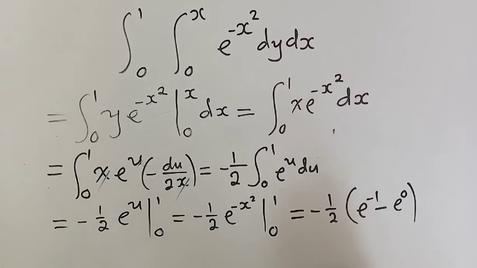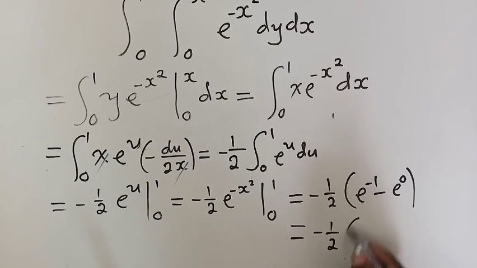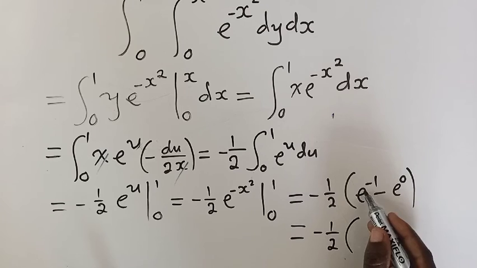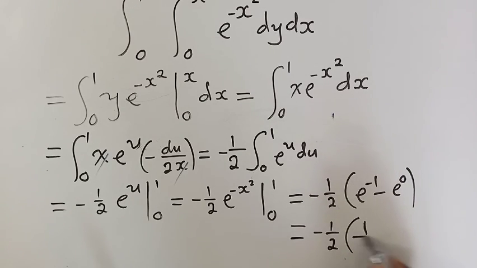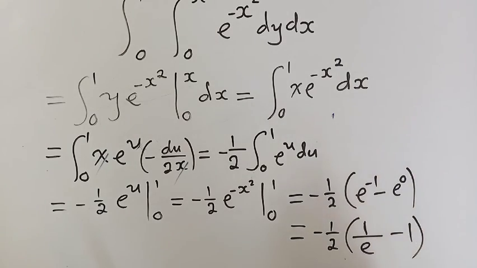Okay, so now here we can clean up things a little bit. Equal to negative 1 over 2, we have e. Remember the laws of indices, this will just be 1 over e, minus, here it will just be 1. Anything to the power 0 is 1. So we are done.